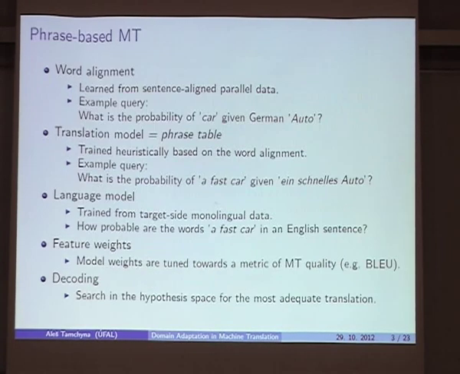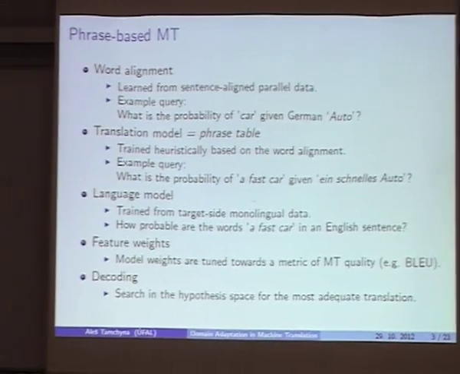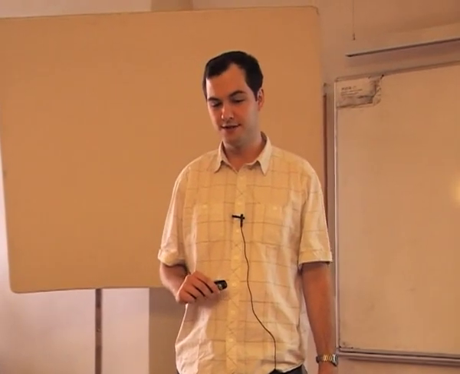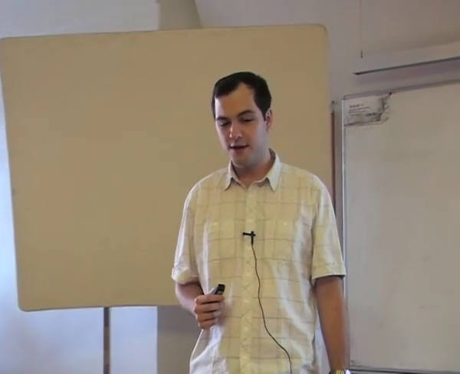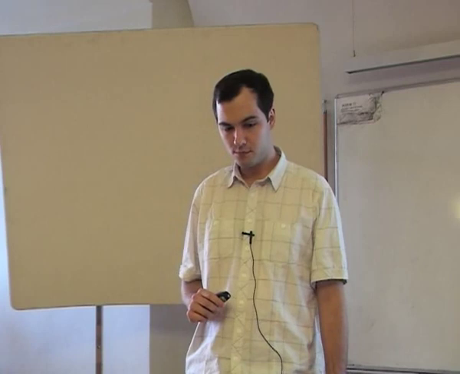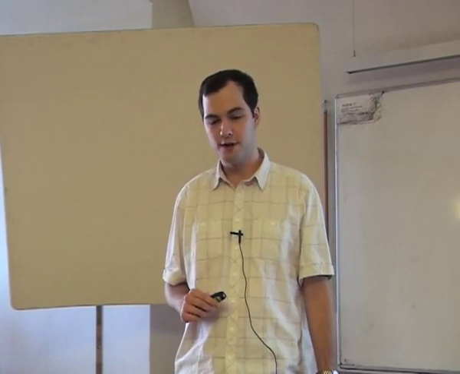Okay, so what's phrase-based MT? For those of you who didn't know, this is a really, really short introduction. How do we do phrase-based machine translation? We take a lot of parallel data, and we word align it using unsupervised learning. So we can ask the model that we get questions like, what's the probability of car given the German word Auto? Then we use the word alignment to train a phrase table, which is based on heuristic rules on how to extract phrases from word alignment.